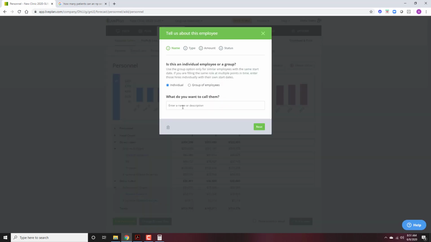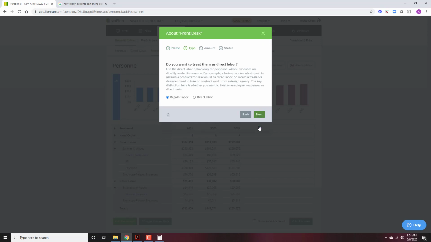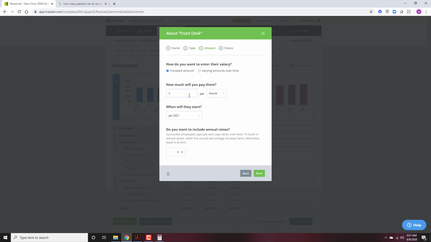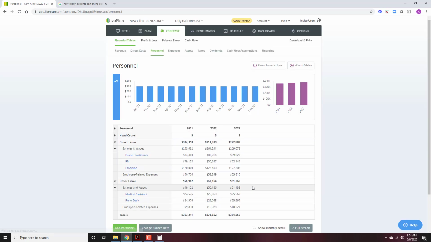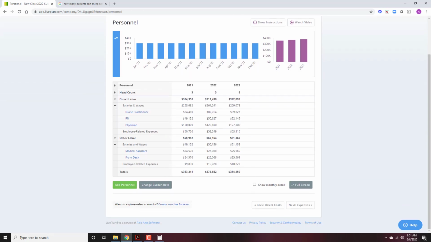And we'll add a little bit more. We'll add front desk. Next, 24,576 per year. 2% raise at the front desk. Save and close. All right. Now let's talk about, I haven't finished this. I'll come back to it, but this is just a general introduction on how you would enter stuff in here.